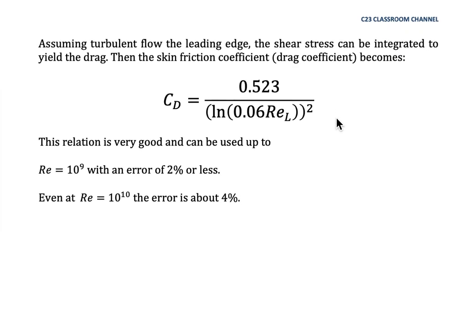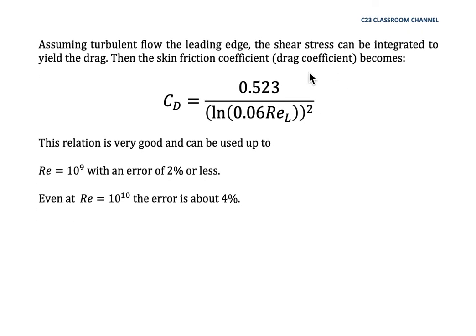Then for the drag coefficient, the total coefficient that occurs for that flat plate, it can be assumed as CD equals 0.523 over ln 0.06 Reynolds number, squared. Again, I would like to remind you, you need to solve this term first before you could get the value of ln here.